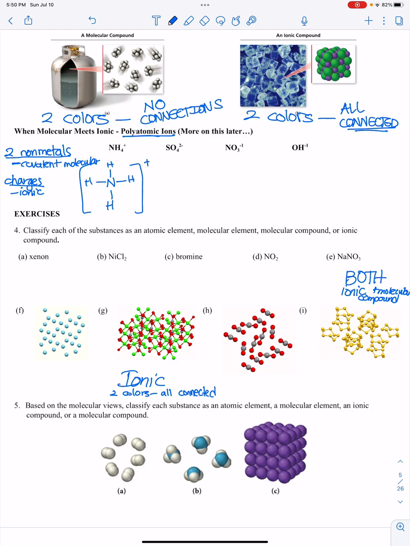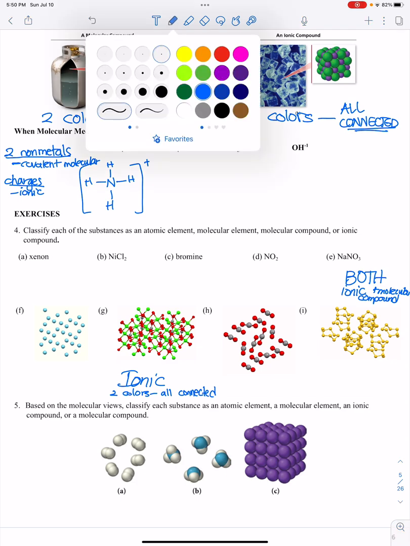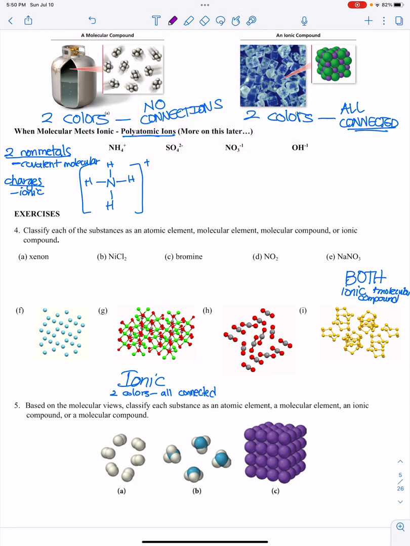Done. To end, I'm going to slowly introduce us into something called polyatomic ions, which are a little bit special here. When molecular meets ionic. And so I'm going to name them here. I'm going to use a different color, like purple. NH4 plus is something called ammonium ion. SO4 is something called the sulfate ion. NO3 minus is called the nitrate ion. And OH minus is known as the hydroxide ion.